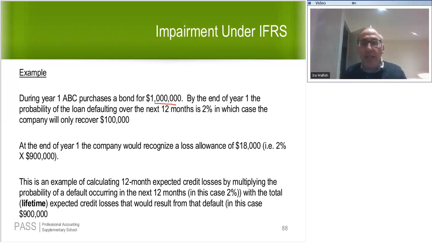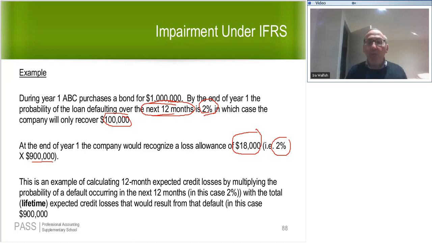So I'm only looking at the probability of a loss in the next 12 months, and I'm multiplying that by the total amount of the loss in the event of a default. Doesn't matter when that money is lost, that's the total loss. This is an example of calculating a 12-month expected credit loss by multiplying the probability of a default occurring in the next 12 months with the total lifetime expected losses. The total lifetime expected losses is $900,000. I'm multiplying that by the 2% probability of a default taking place in the next 12 months.